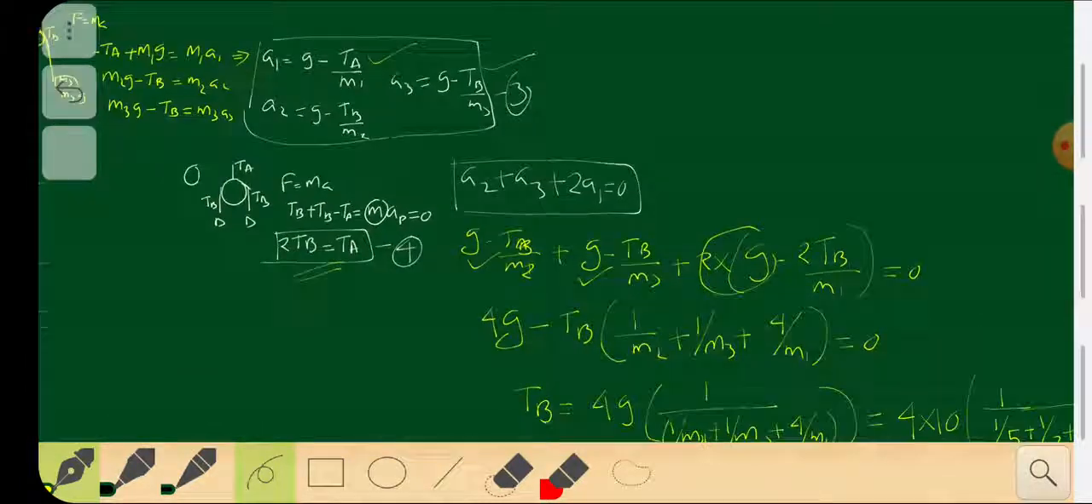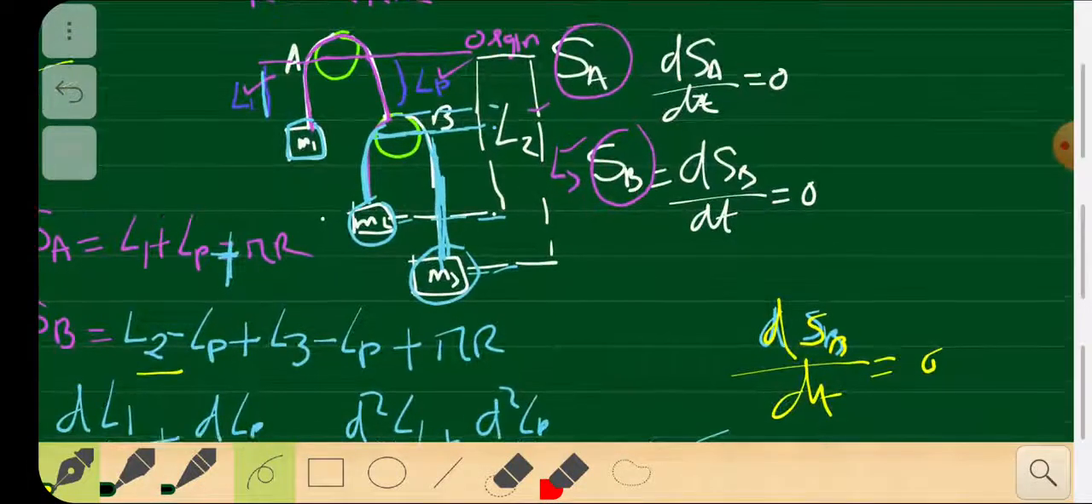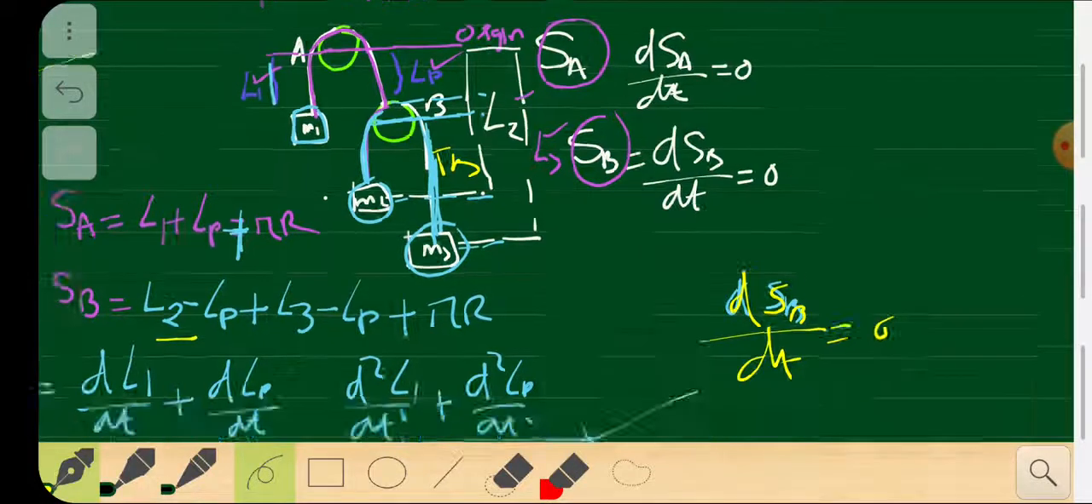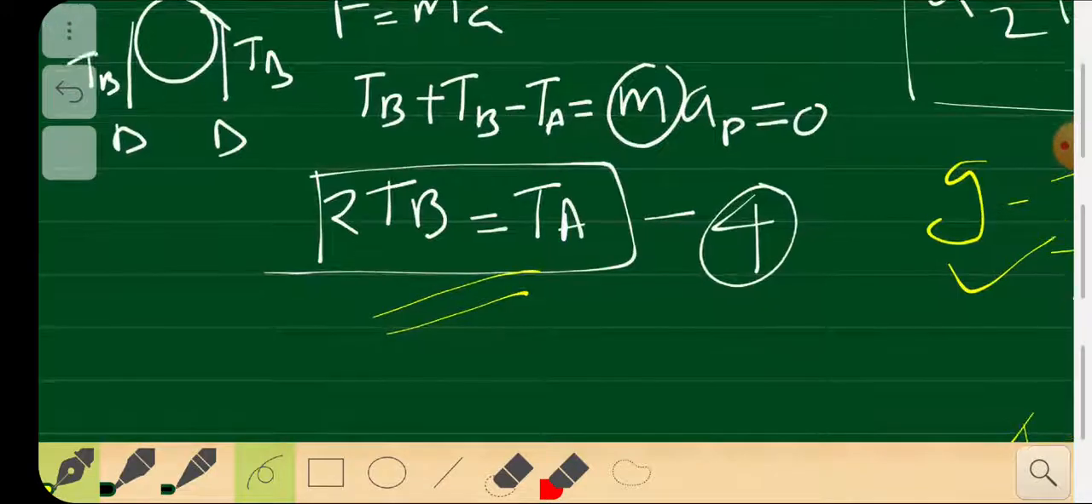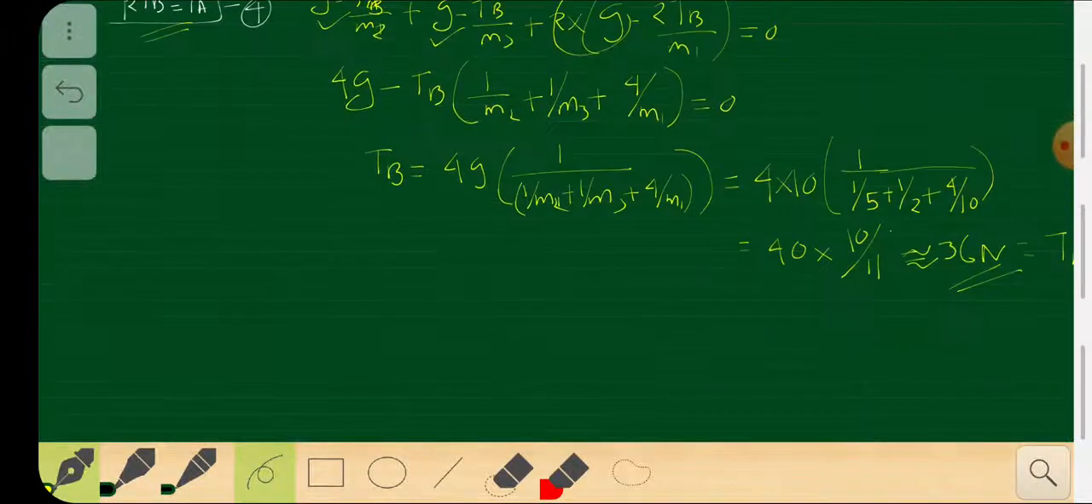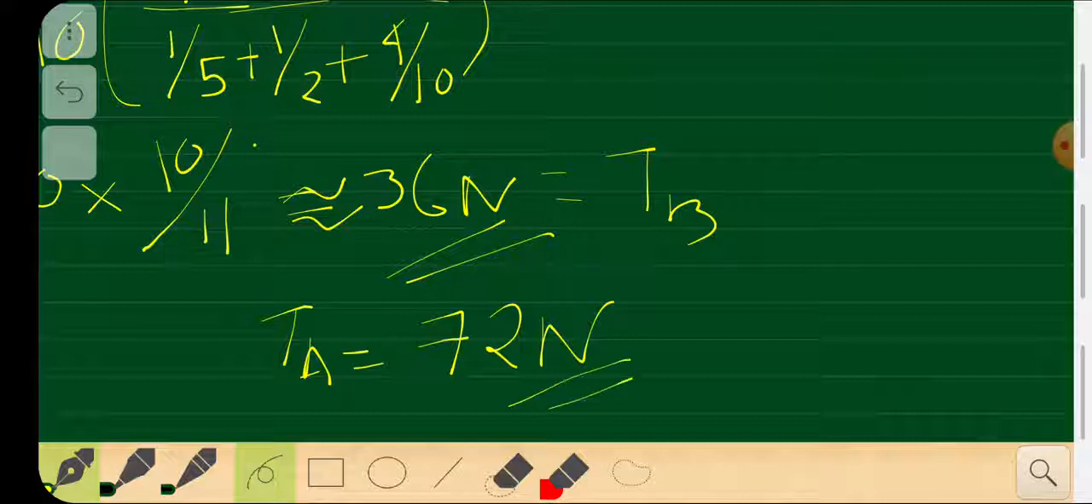You have to realize that this is the tension in this second string, TB. Now I need to find out TA, right? For that I have a very good equation here: 2TB is equal to TA. So I just substitute that. TA is equal to 2 times TB, that is 72 newtons, right? 72 newtons. I found out TA and TB.